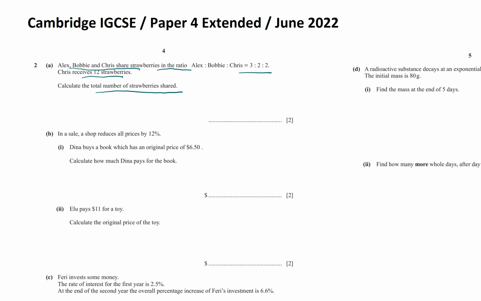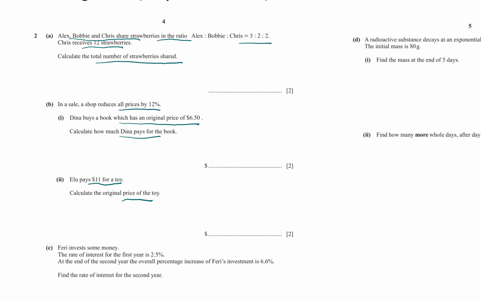And then in a sale, the shop reduces all prices by 12%. Dina buys a book which has an original price of $6.50. Calculate how much Dina pays for the book. And then Eliu pays $11 for a toy. Calculate the original price of the toy.